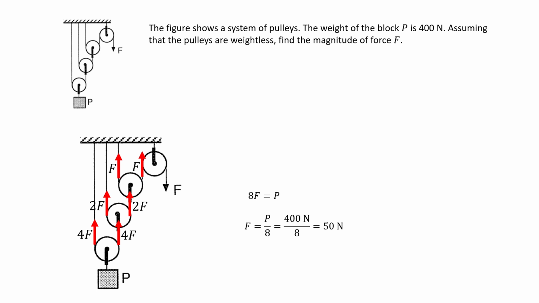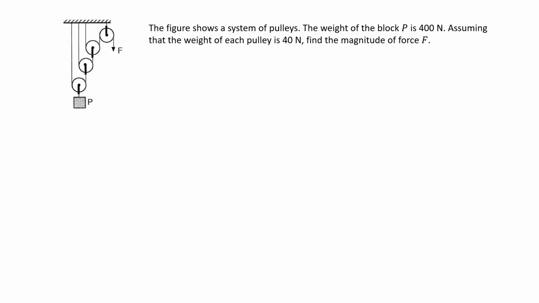Now, let's change this question a little bit. Now we're going to assume that pulleys have a weight. So this is a new question, a slightly revised version of the earlier question. Let's get started by reading this together. The figure shows a system of pulleys. The weight of block P is still 400 newtons. Assuming that the weight of each pulley is 40 newtons, find the magnitude of force F.